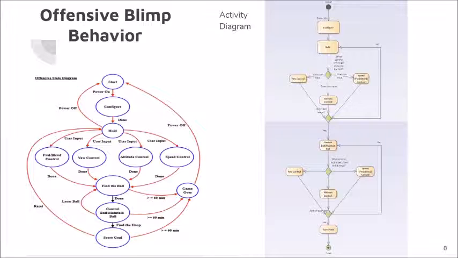With that being said, here's our blimp behavior, the offensive state diagram. You start, you power it on, you configure. Once that's done, you hold, waiting for user input for right now. So you either go forward or back, and you can control the yaw, altitude, and speed. Basically all these are saying where we want to go and how fast. Once that's done, you find the ball. Once you find the ball, you control the ball and maintain it. If you ever lose the ball, you have to go back to finding the ball, and once you get that, you control the ball and maintain it.